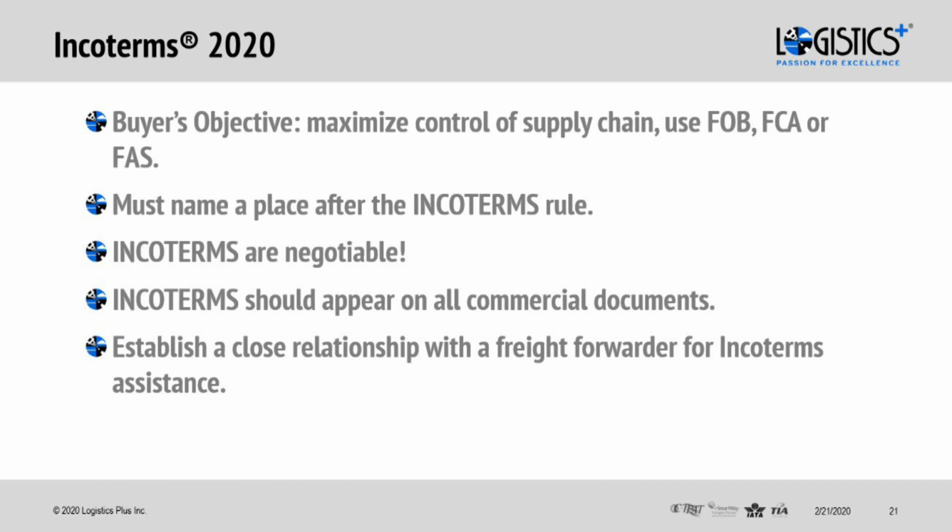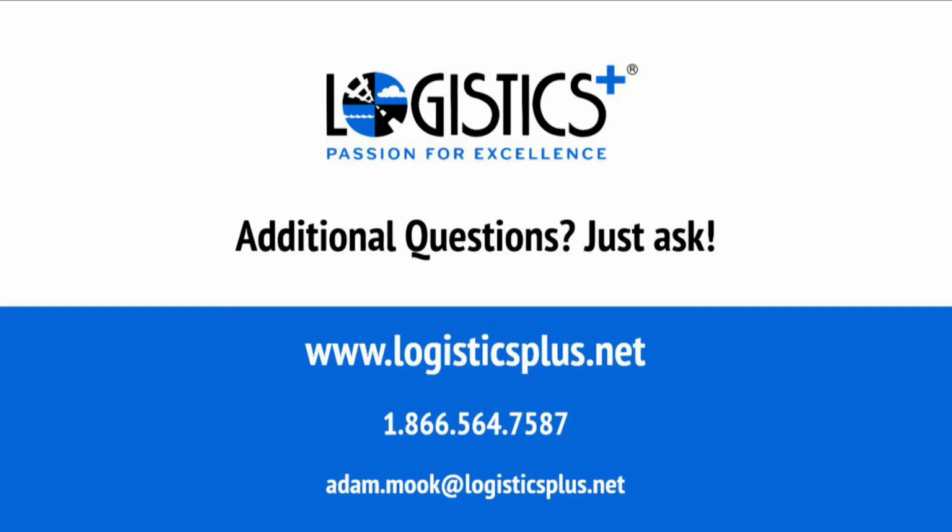Remember that the Incoterms are negotiable between seller and the buyer. They should appear on all your commercial documents. So on your commercial invoice or your sales contracts, it should clearly state which rule you're using and what the named place is. And it's important to establish a close relationship with a freight forwarder for Incoterms assistance or questions that you may have. This concludes our presentation on the summary of Incoterms 2020.